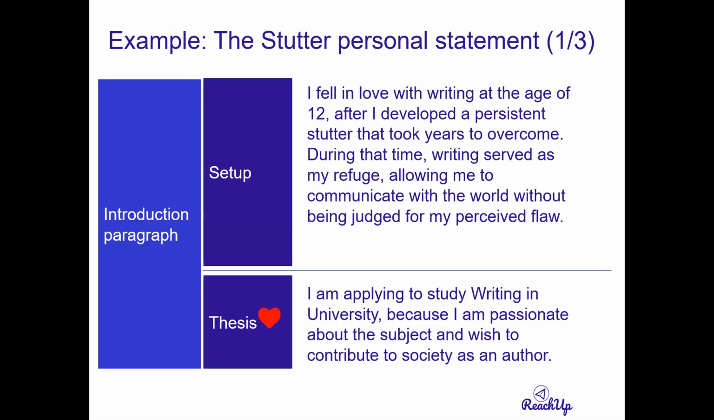Let's look at the structure of the Stutter personal statement. So the introductory paragraph starts off with a setup in which the writer, who's the applicant, says, I fell in love with writing at the age of 12 after I developed a persistent stutter that took years to overcome. During that time, writing served as my refuge, allowing me to communicate with the world without being judged for my perceived flaw. So the applicant is telling us just a quick short story about why he fell in love with writing. And then he hits us with the thesis.